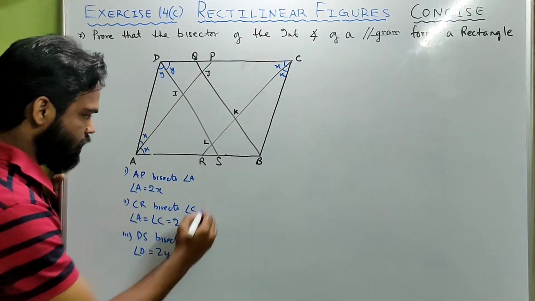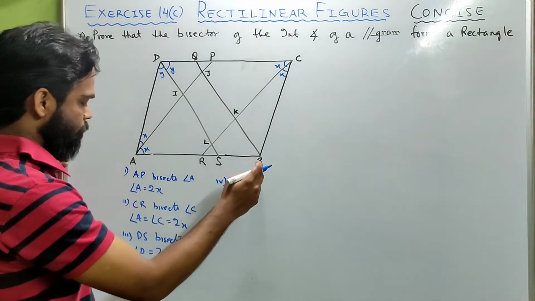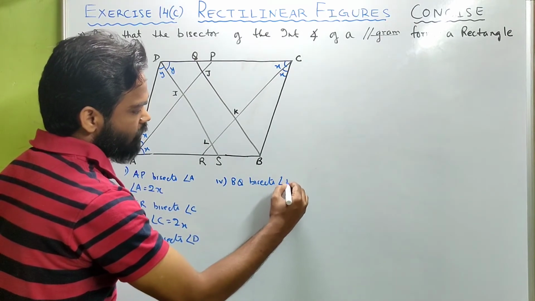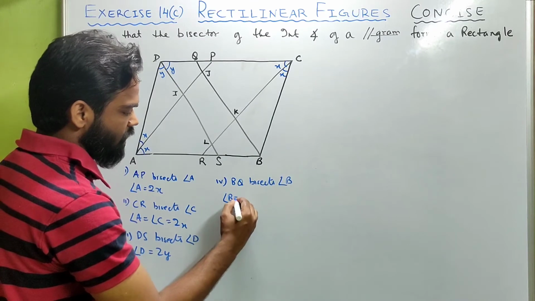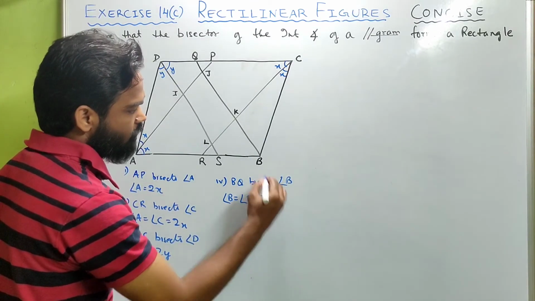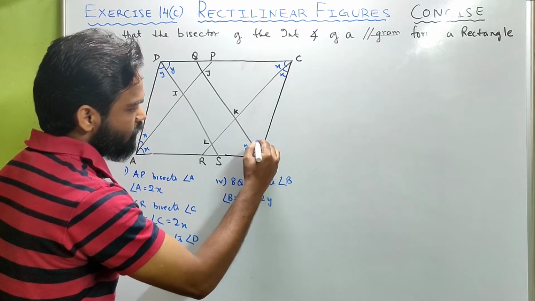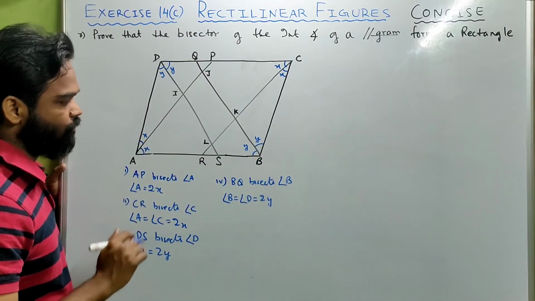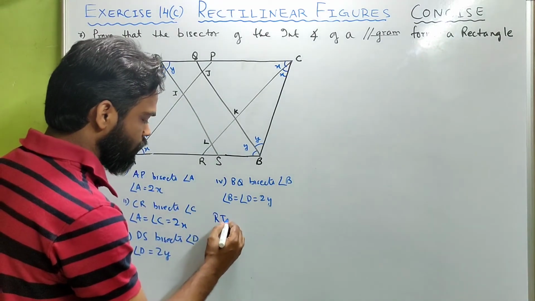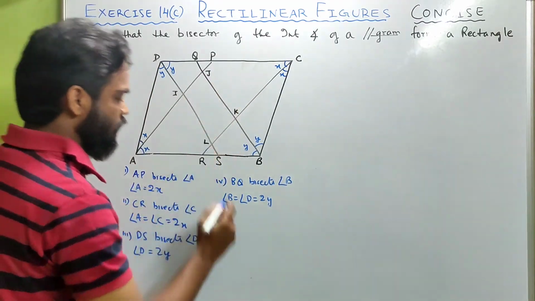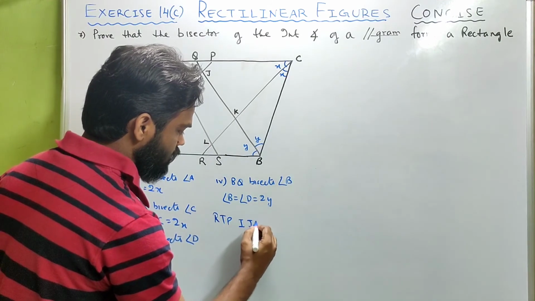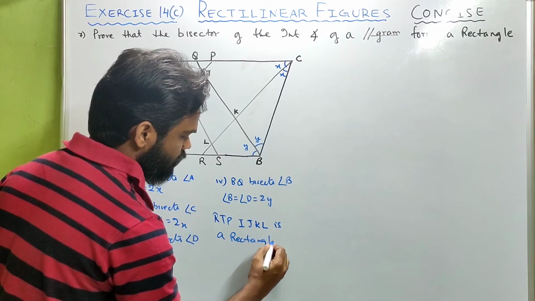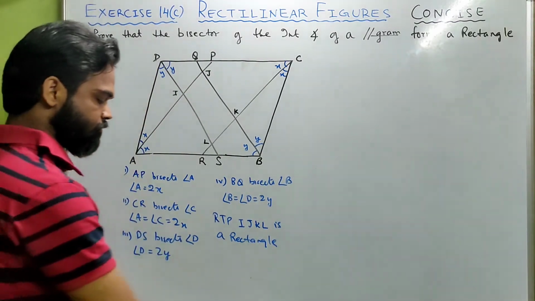Isn't it? Then I've taken BQ, which bisects angle B, and angle B and angle D are equal, which is 2y. So this angle will be y and this angle will be y. Till here any doubt? I don't think so. We are required to prove that IJKL is a rectangle. Look, how are you going to prove that?